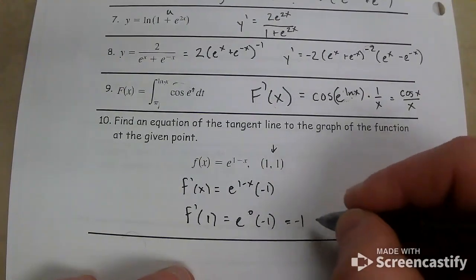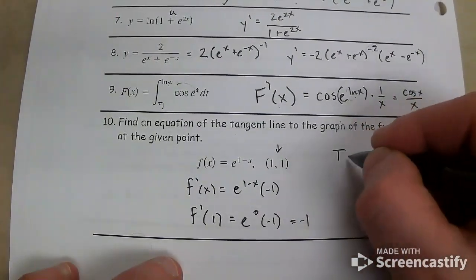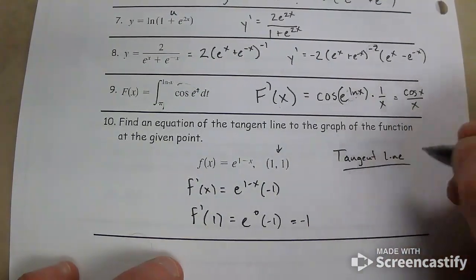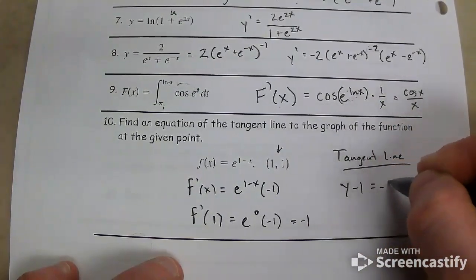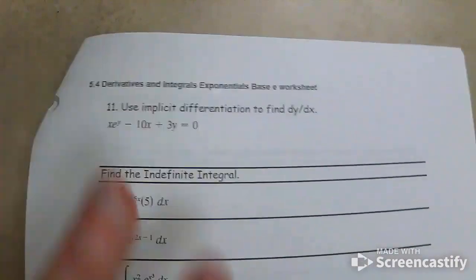So my slope is negative 1, and I got the coordinate x1, y1. So this is just point slope form. So your tangent line is going to be y minus 1 equals negative 1 times x minus 1. Okay. Page 2.